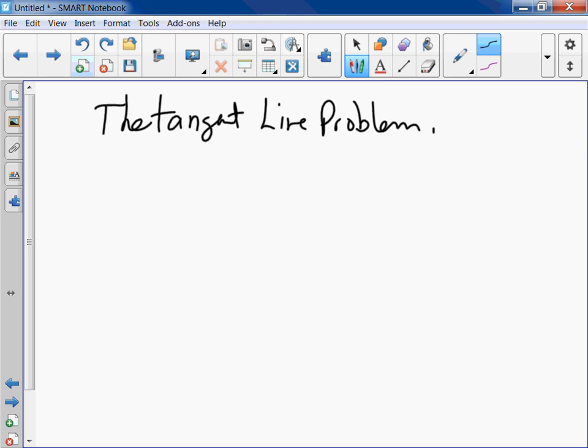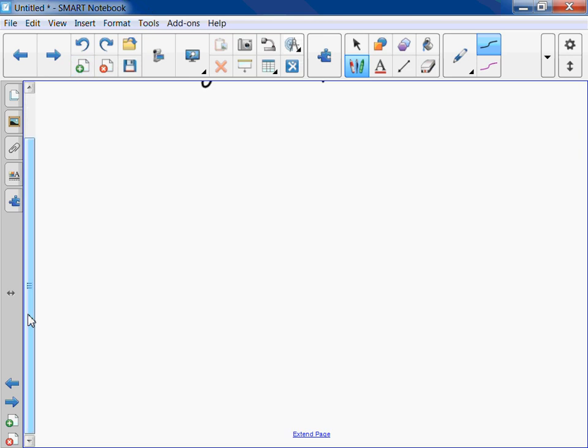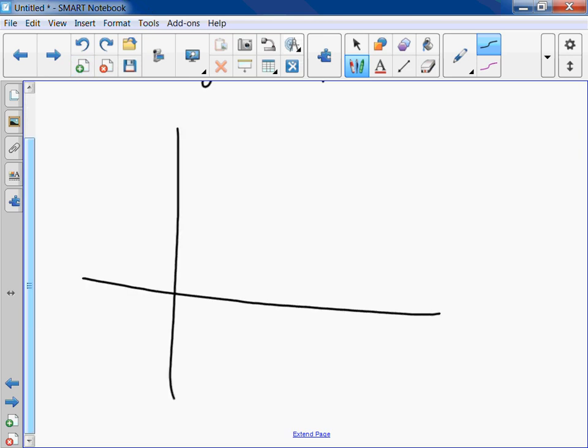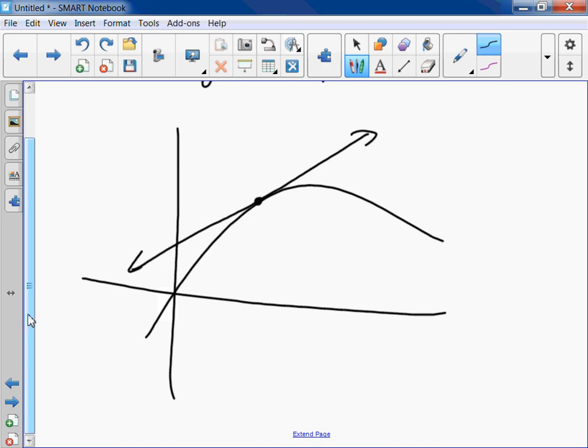So what we're going to do is we're going to take a shape, a curve, and we're going to say, I want to find the slope of the tangent line at this point. I want to find the slope of that tangent. So this is the point, this is the curve f of x. And I want to try to find m.